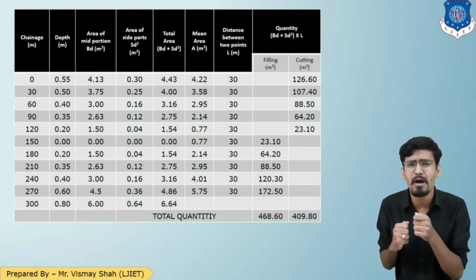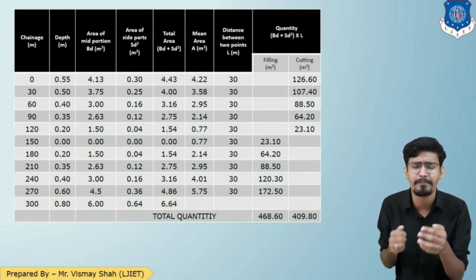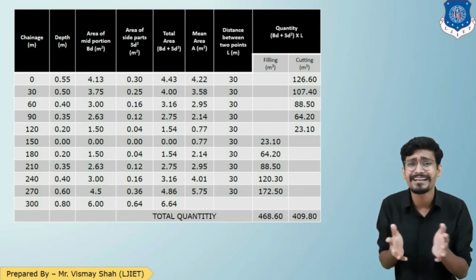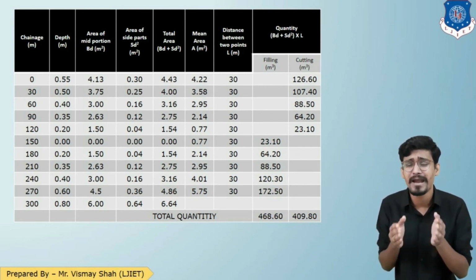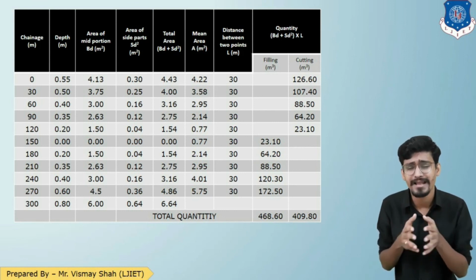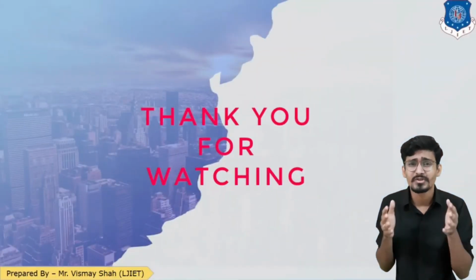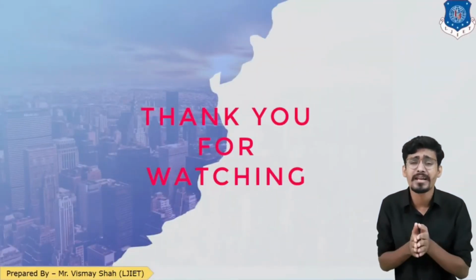Minor differences of about 0.50 or 1 cubic meter are allowable, but you will get nearly the same answer by doing both methods. So I hope we are clear about the mean sectional method. So this is it. That was all about today's lecture.